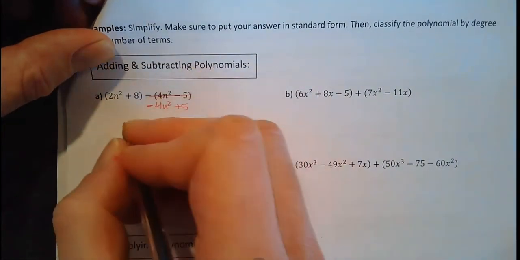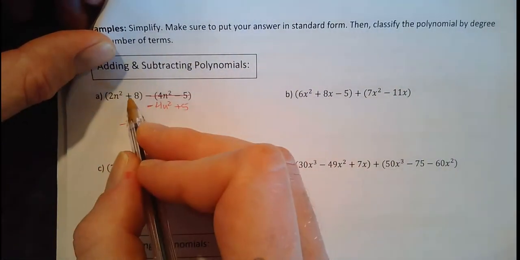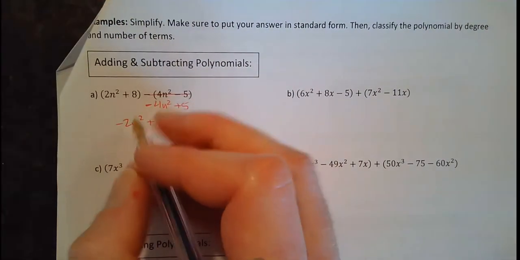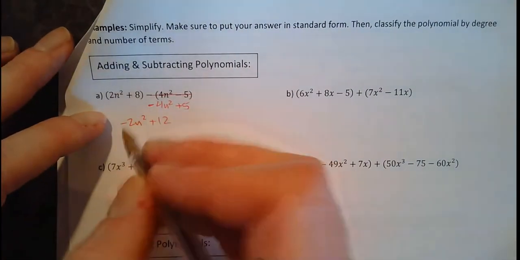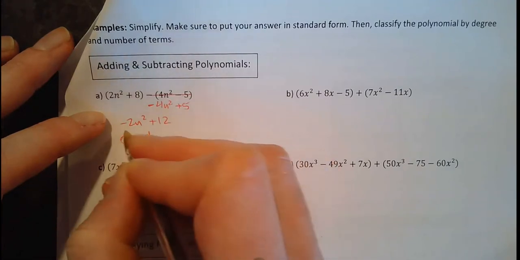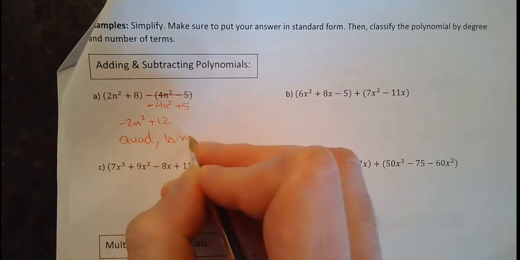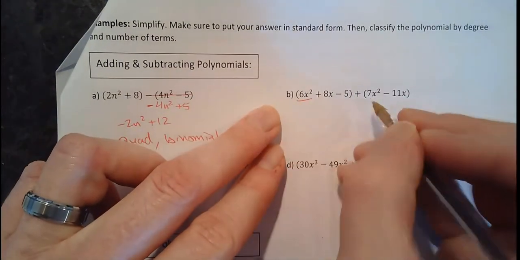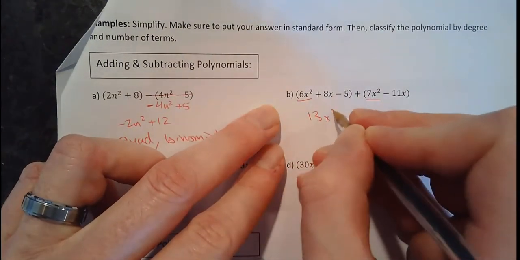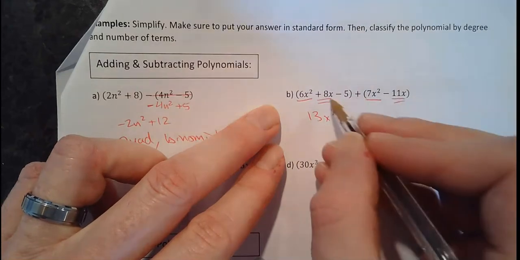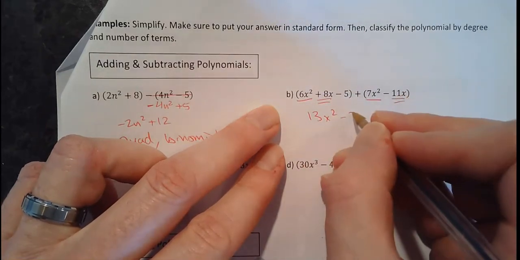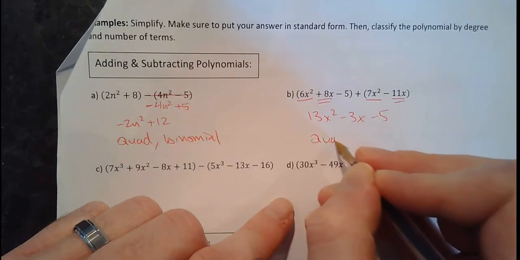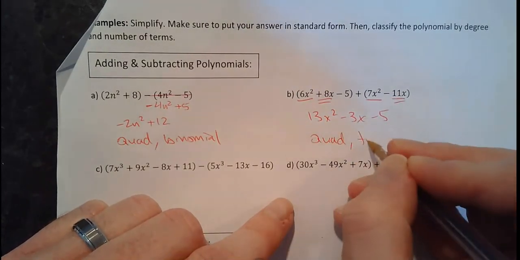So 2n squared minus 4n squared is negative 2n squared. And then 8 plus 5 would be 12. Okay, now this one here, the highest power is a 2, so that makes it a quadratic. And then there's 2 terms, which makes it a binomial. Okay, over here, we're adding, so look for like terms. Here's my squareds, 13x squared. Here's my linear terms, so that'd be a negative 3x, and then you got minus 5. Again, it has a 2, so it's a quadratic, but it has 3 terms, it's a trinomial.